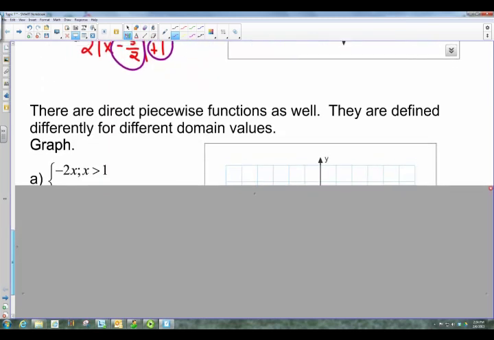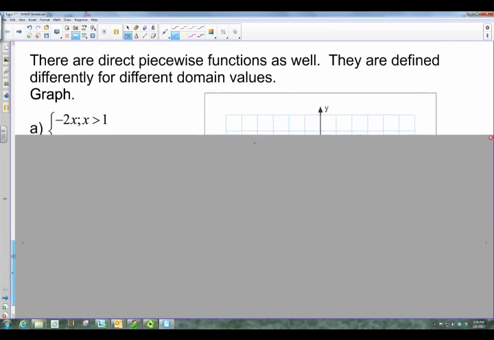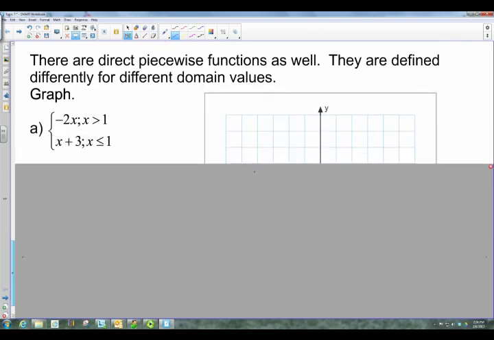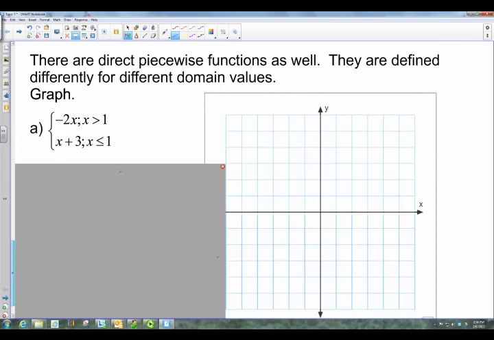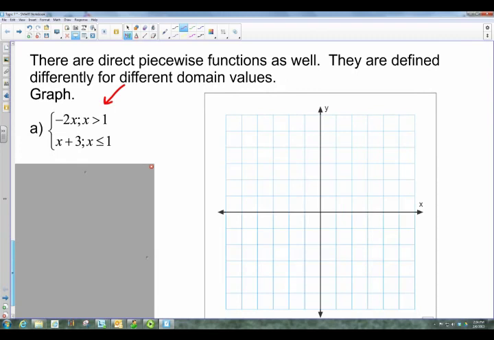Okay, continuing on. Last part of this is these piecewise functions. Okay, so what we've got here is a piecewise function. And basically what these do is they define differently for different domain values. So if you look at this first one, it says that your graph is going to be negative 2x when x is greater than 1. But it's going to be x plus 3 when x is less than 1.